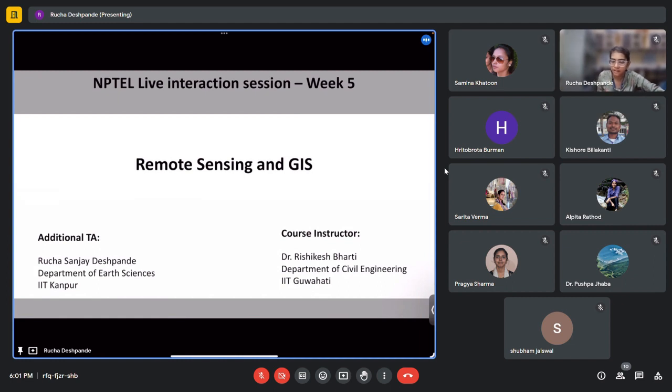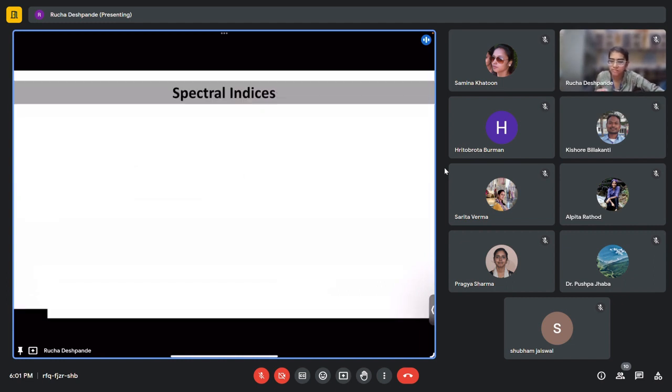Okay, so let's start. I was asked to cover spectral indices also from the last week. So we'll start with spectral indices, then we'll look into some concepts of photogrammetry, we'll solve some problems, and then we'll look at thermal infrared remote sensing.